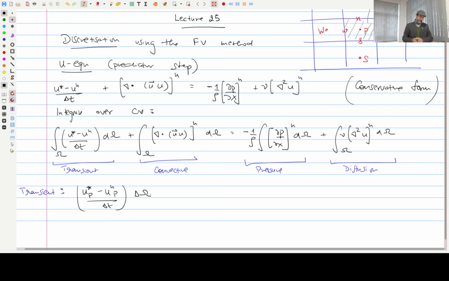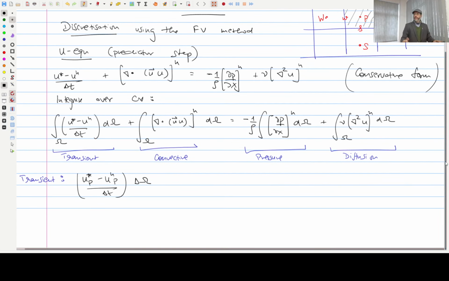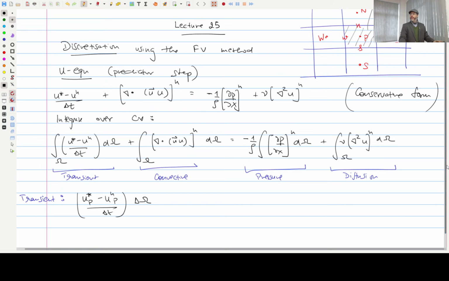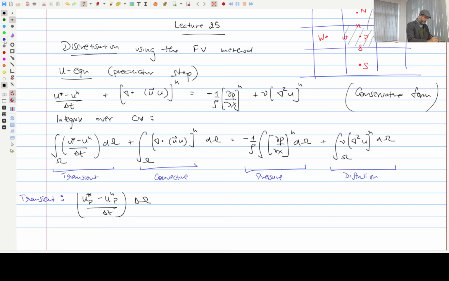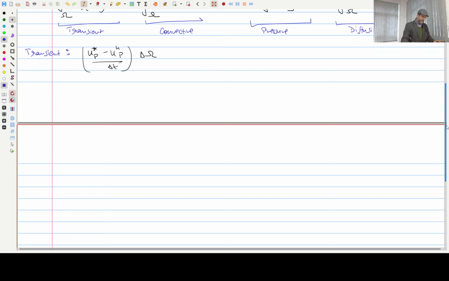Again, the indexing we are using is the one I've shown on the top. So if you want to use i comma j, then you can convert this P to i comma j. So next is the convective term.